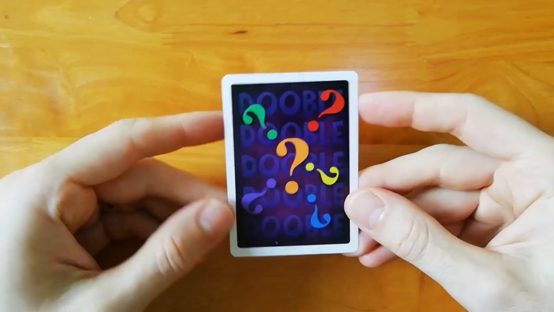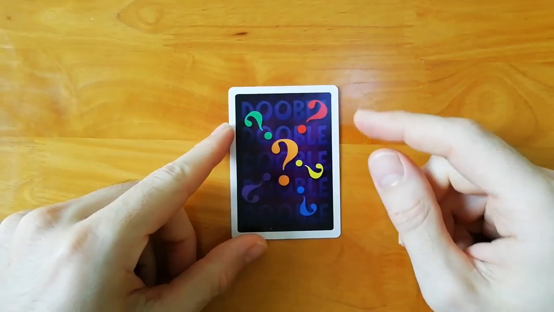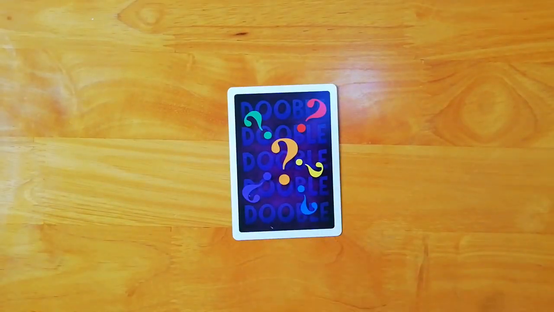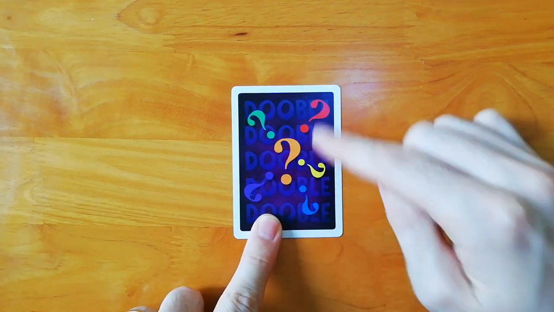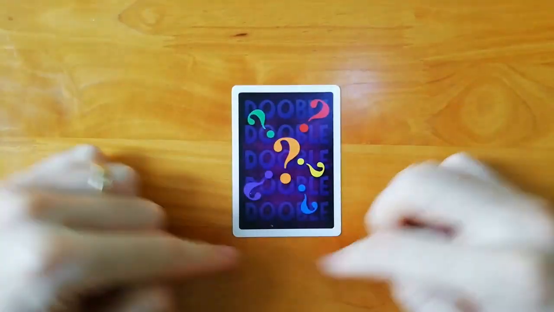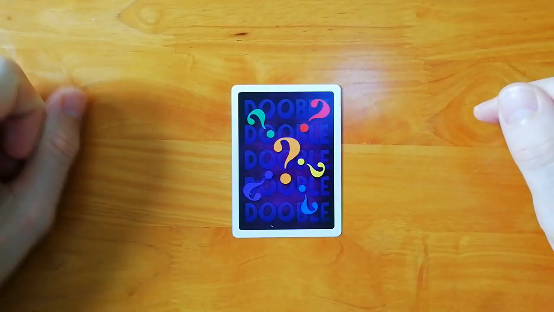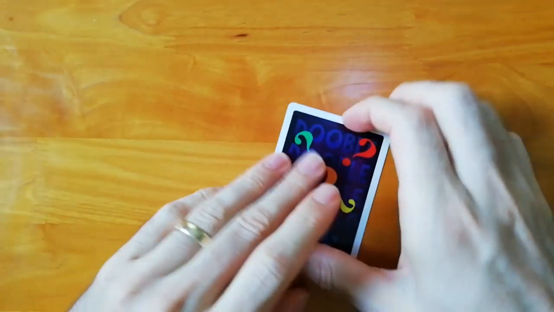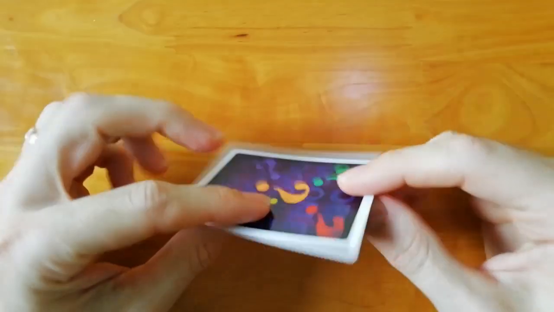And the back, I also like the design of the high contrasting colors here. The dark purple with the bright primary colors. Well, these are primary, these are secondary. And the white border is just very eye-catching, and it has a really clean look. It's also a very high quality card.